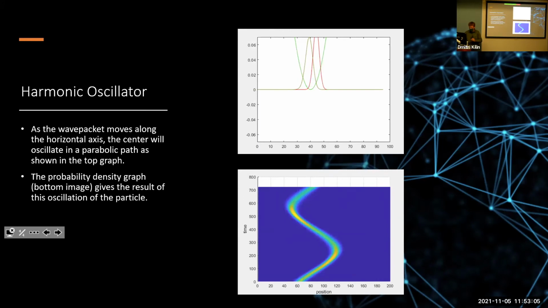The harmonic oscillator moves a bit differently, because as it moves along the horizontal axis, the center of the wave packet travels in the shape of this parabola highlighted in green, and that can be seen in this graph here as it moves back and forth. And this applies to chemistry for molecular vibration in diatomic molecules.